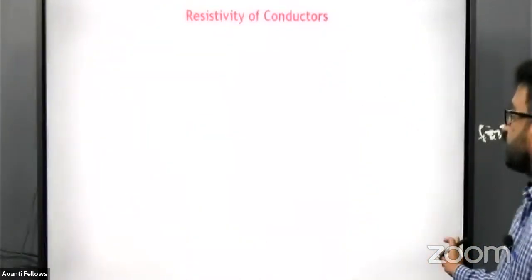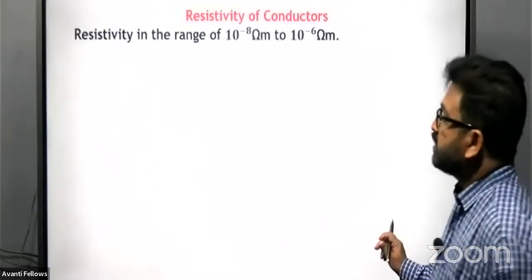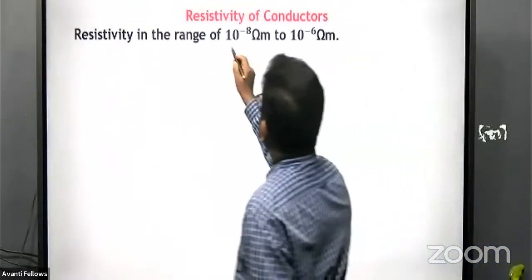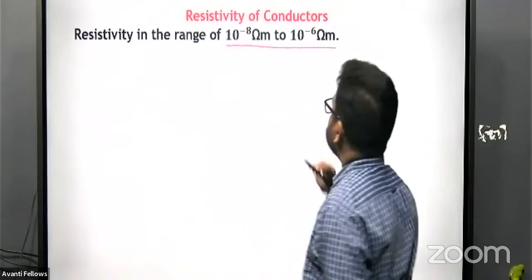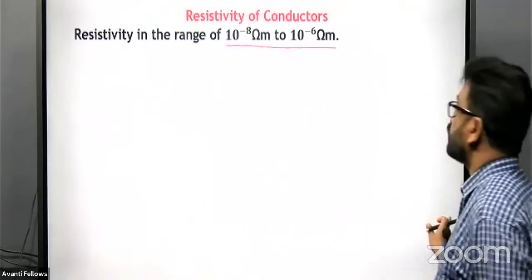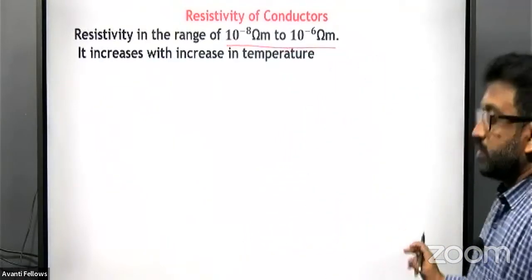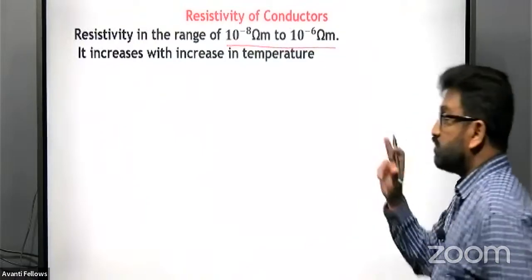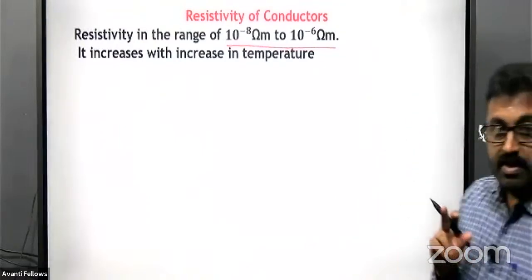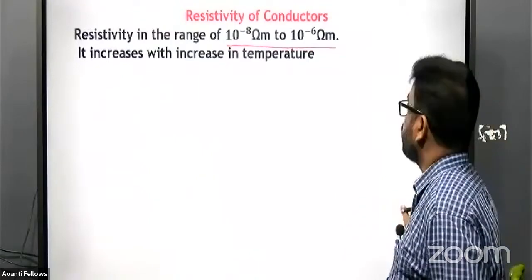Now, resistivity of a conductor, another important parameter. The range of resistivity is 10 power minus 8 ohm meter to 10 power minus 6 ohm meter. Resistivity increases with the temperature. Remember, resistance as well as resistivity increases with temperature.